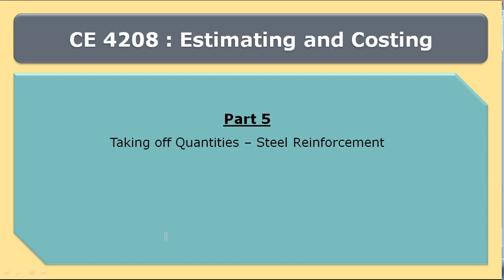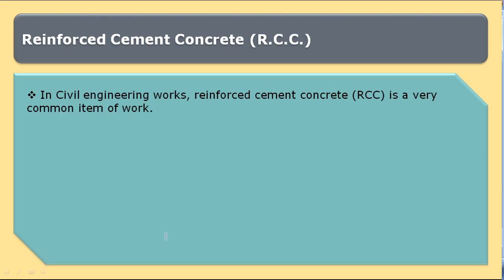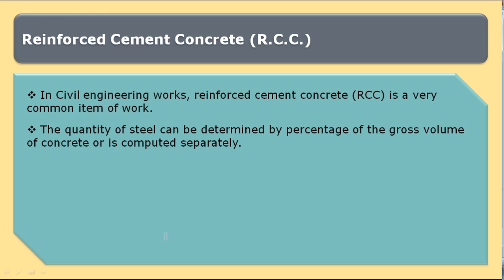In the previous session on the course of estimating and costing, we have studied how to determine the quantity for trapezoidal footing. In this session, we are going to study how to take out the quantities for steel reinforcement. Reinforced cement concrete is a very common civil engineering item. The quantity of steel can be either determined by percentage of the gross volume of concrete, or it can also be computed separately.